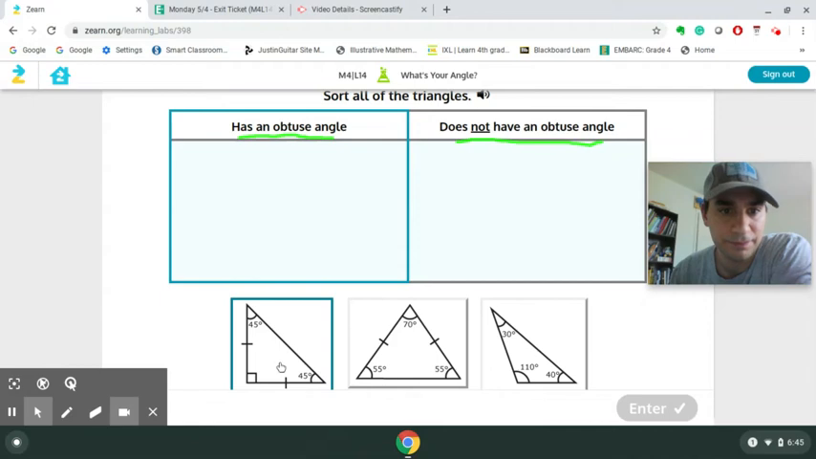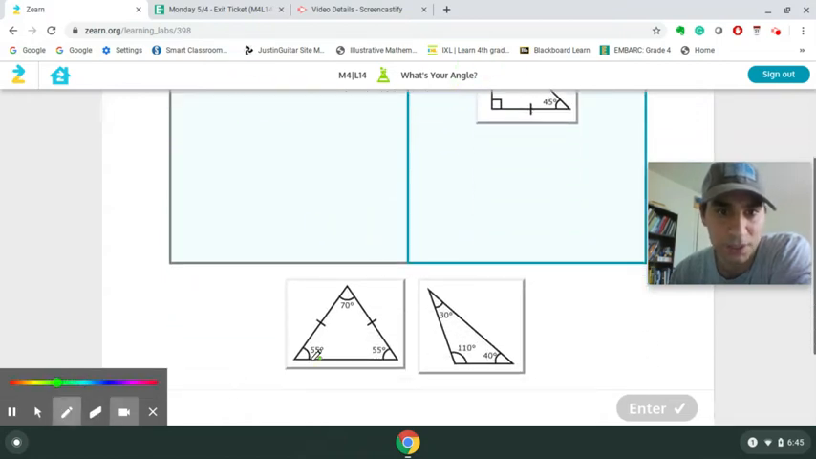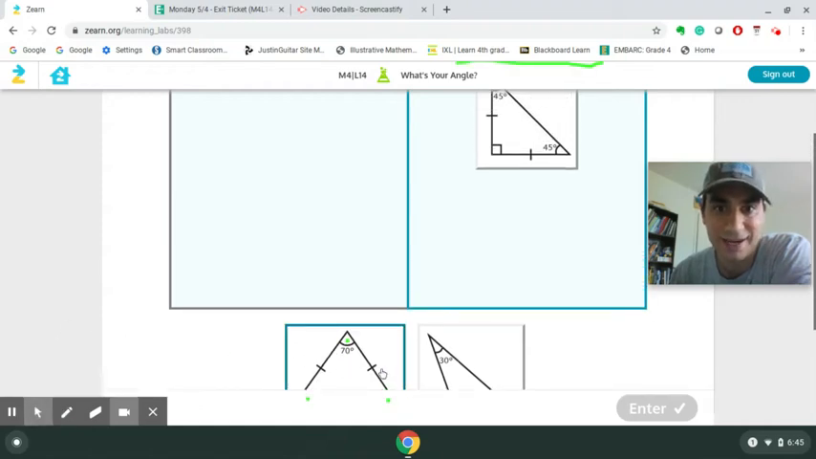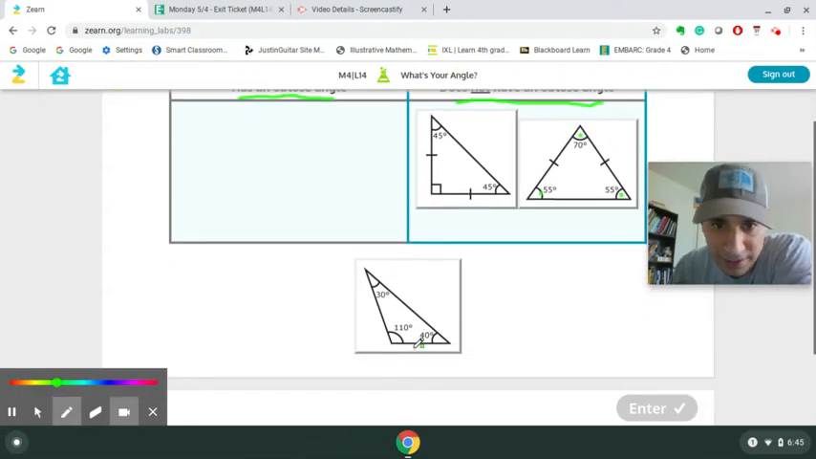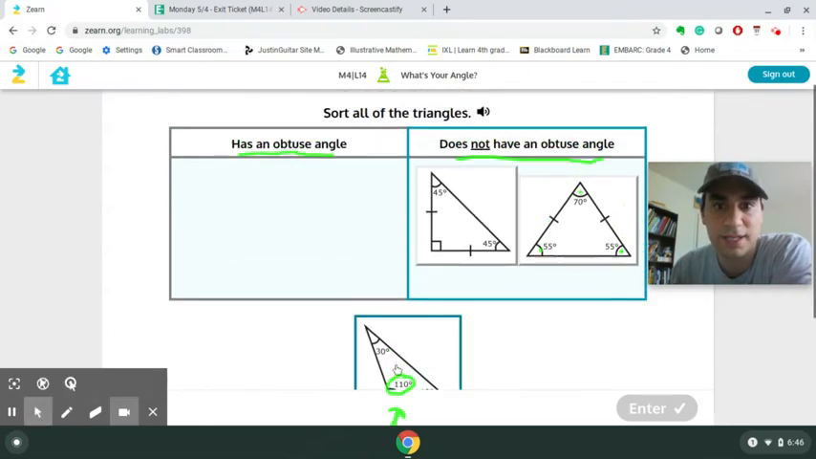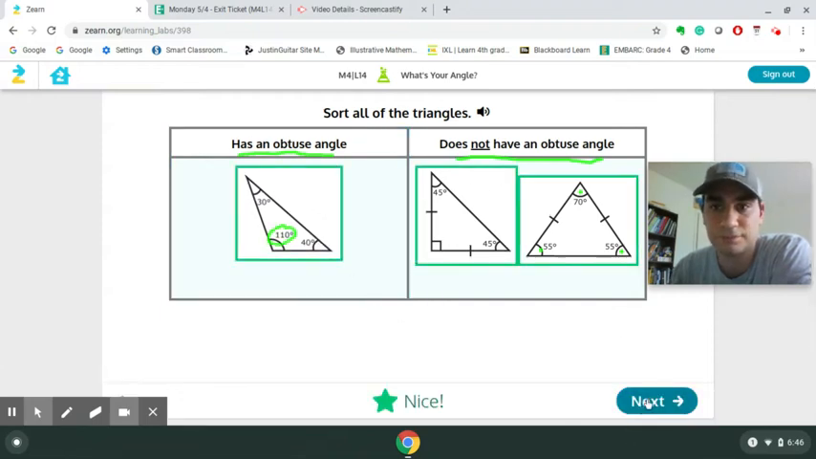All right, let's check them. This first one here, okay, I can see my angle. I have acute, and a right. So this doesn't have obtuse. Here I can see acute, acute, acute. There are 3 angles that are less than 90 degrees, so there's no obtuse angles. And here I can see that this angle right here, clearly greater than 90 degrees. That's an obtuse triangle. Let's pop it right in. Nice job.